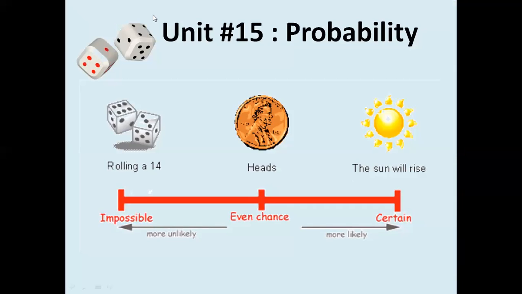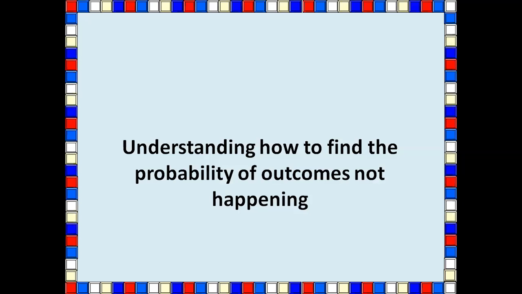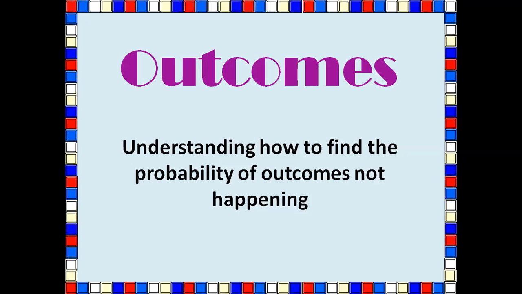So, first of all, we're going to revise many important notes about the probabilities that you took in grade 7. The first lesson of our unit is the probability that an outcome does not happen. So that's on page 149 in your course book. The main outcome in our lesson is to understand how to find the probability of outcomes that are not happening.